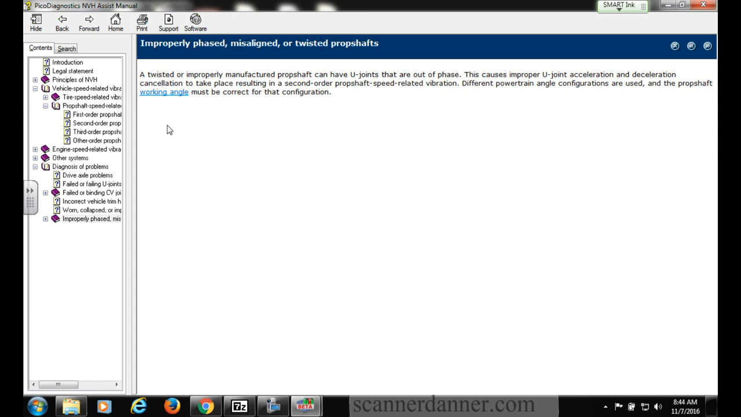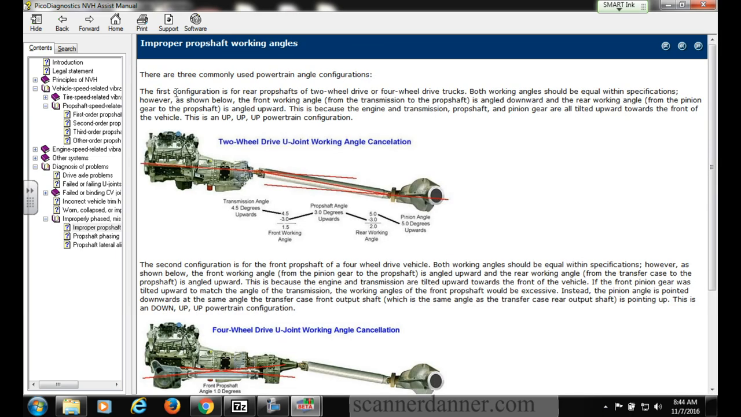This would be improperly phased, misaligned, or twisted. This causes improper U-joint acceleration and deceleration cancellation to take place, resulting in second-order prop speed-related vibration. Working angle must be correct for that configuration. What's my working angle? See, that's what I should have done. This is the part that I'm angry at myself that I did not do when I put the new blocks in. I could measure it now, but it doesn't matter. I wouldn't have it before and after. So, hang on one second. Both working angles should be equal within specs.